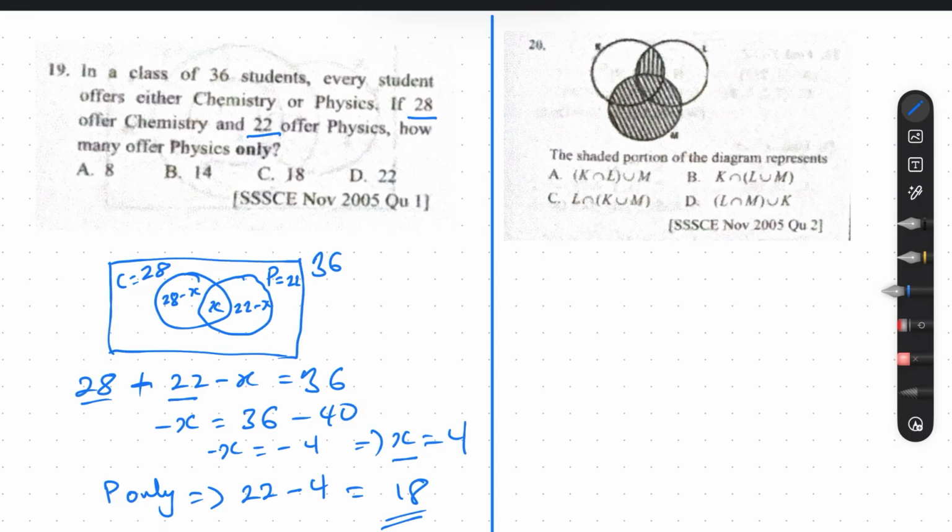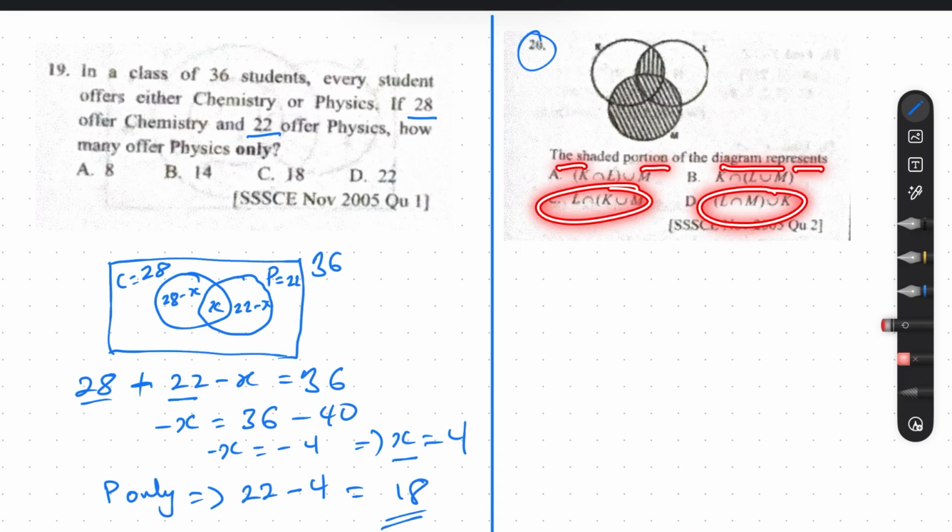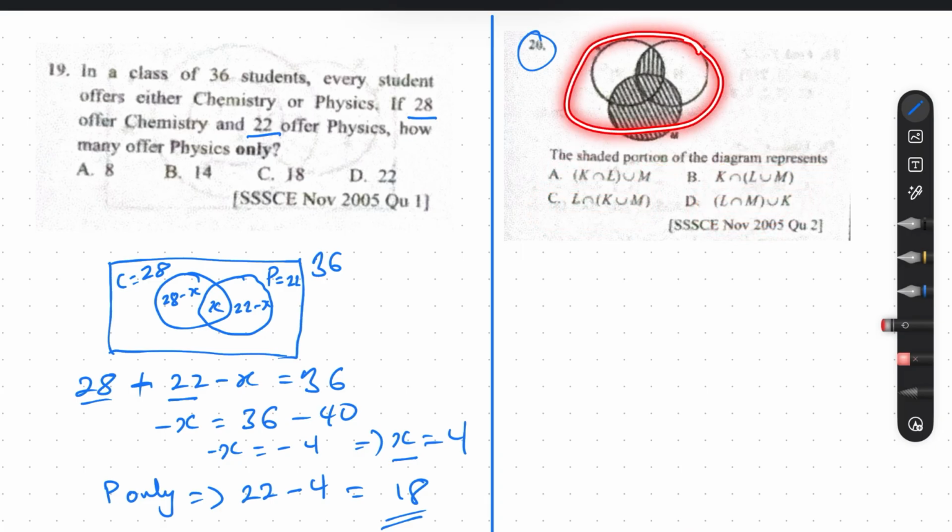Let's move on to question number 20. The question says the shaded portion of the diagram represents which expression? Which of the expressions represents the Venn diagram? Let's start as we normally do from A. A says K intersection L. This is K, this is L. So the intersection of those two will be right here. This is K intersection L.